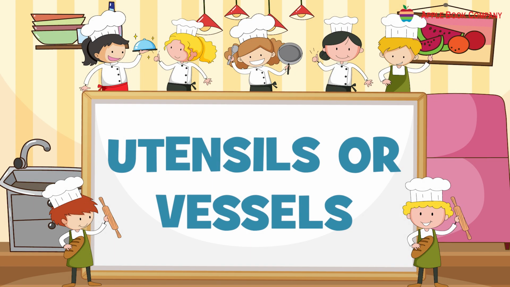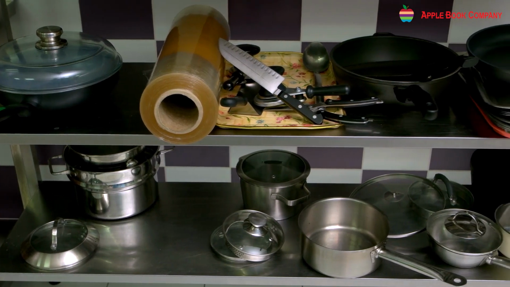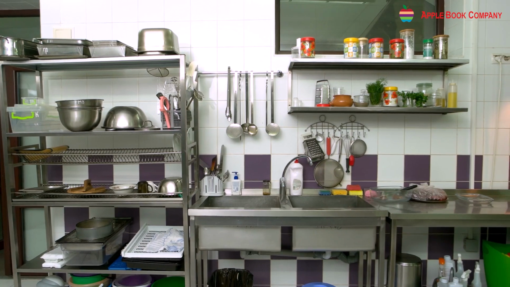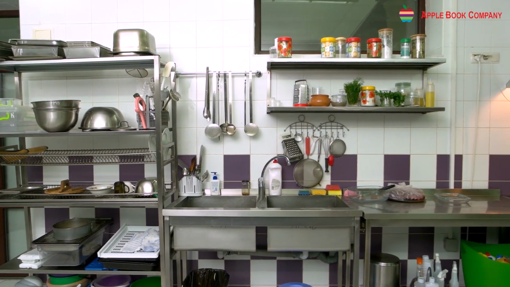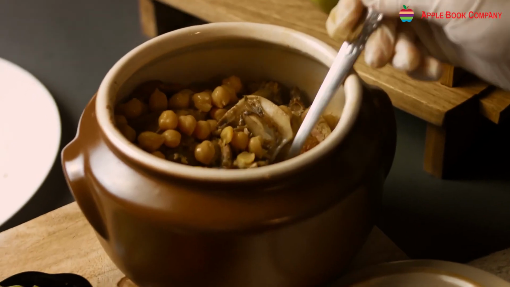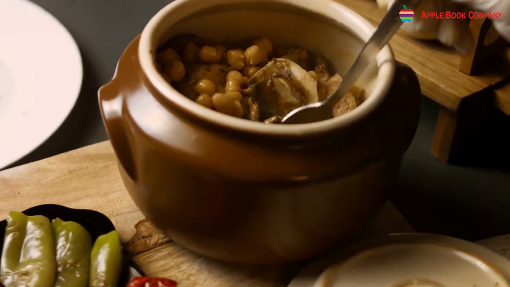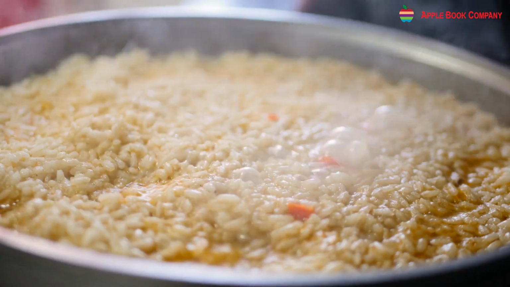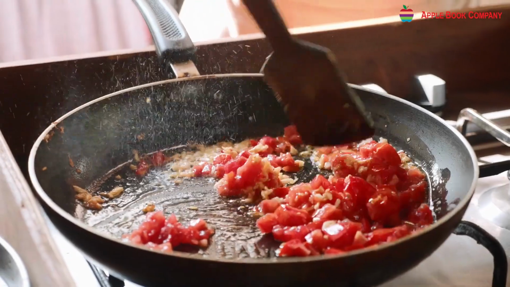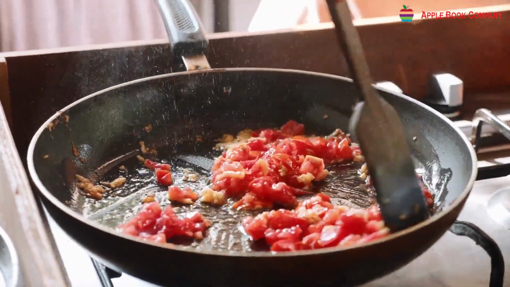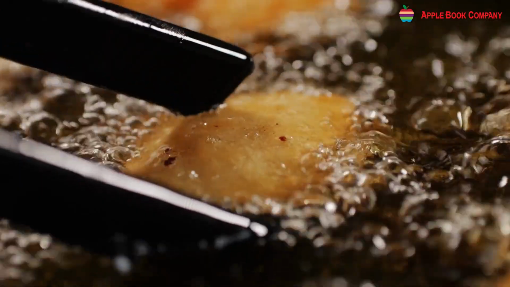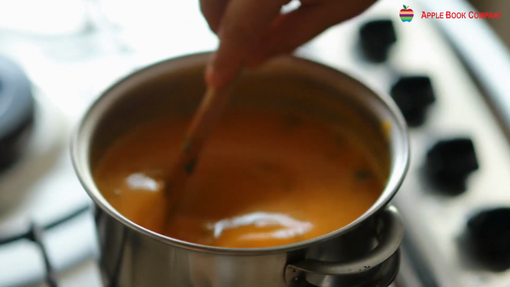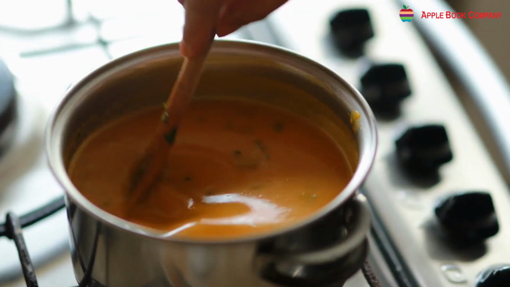Utensils or vessels. Look at the pictures of different kitchenware in which people cook food. We call them utensils or vessels. They are metal vessels. In villages, people use clay pots to cook food. Look at the pressure cooker. We need it to cook dal or rice. We use a wok for vegetable items. A frying pan is for puris. A griddle is for chapatis. We use a ladle to mix hot things while cooking.